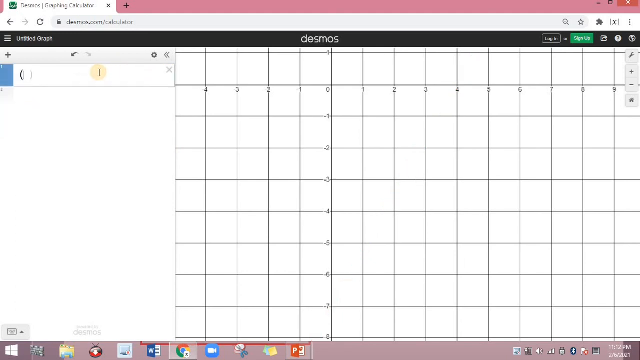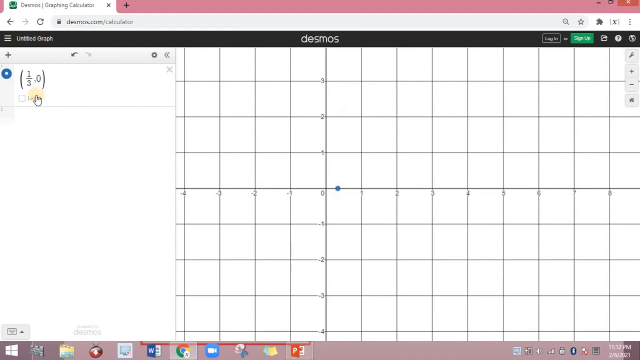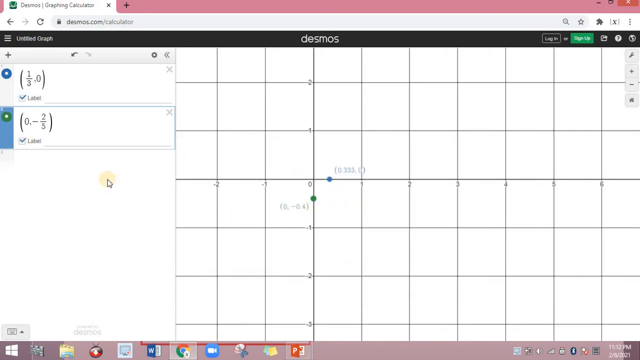So, yung given natin is 1/3 para sa x-intercept, (1/3, 0). Ito yung ating 1/3. Lagyan natin ng label. Next, yung ating y-intercept naman, (0, -2/5). Close parenthesis. Lagyan natin ng label. Okay, so ito siya kaliit pag ginrush natin.